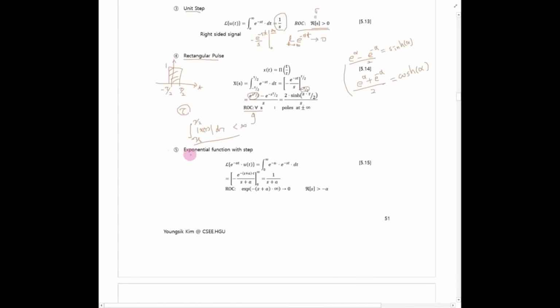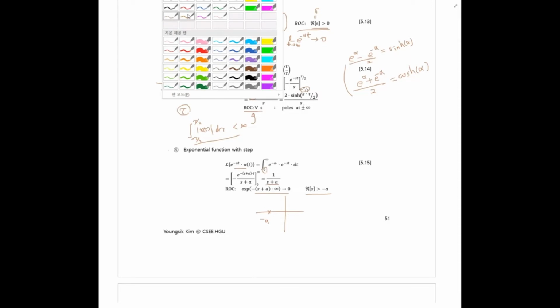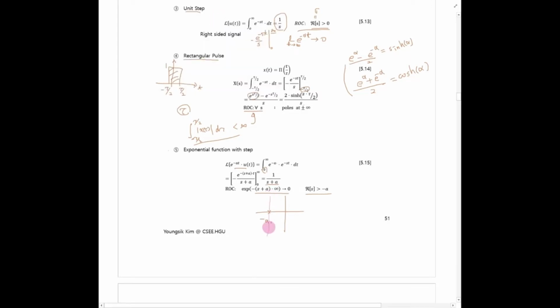Next, the exponential function, which we already studied. This one is a right-sided signal, and taking the Laplace transform from 0 to infinity will give 1 over s plus a, and the region of convergence is defined by this property. To satisfy these conditions, the real part of s should be greater than minus a. It means that in this case the pole is located at minus a. So the region of convergence should be defined to the right of this value. This part is the region of convergence.